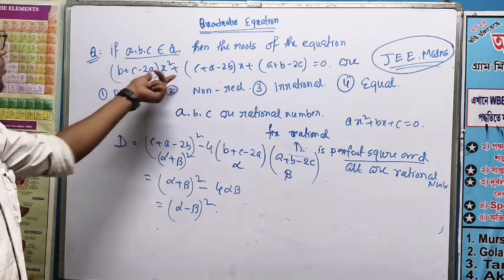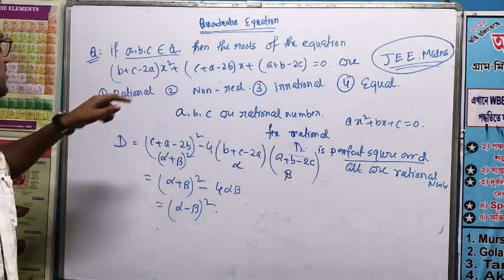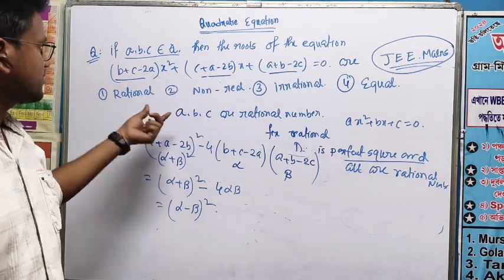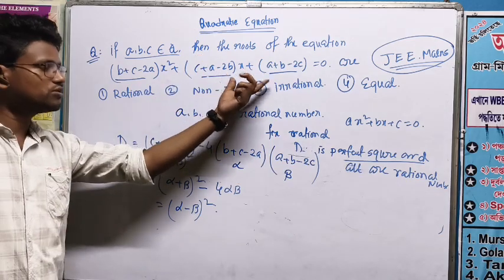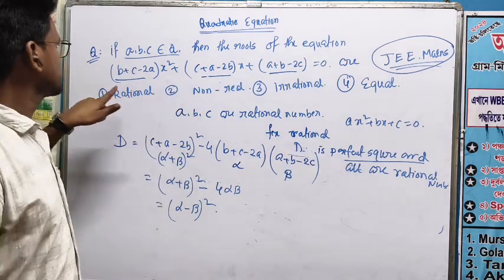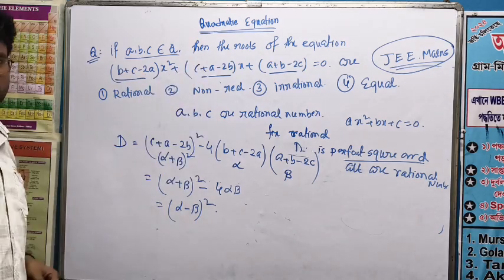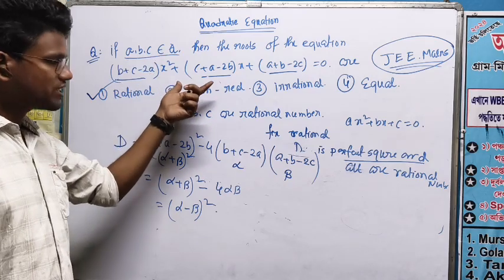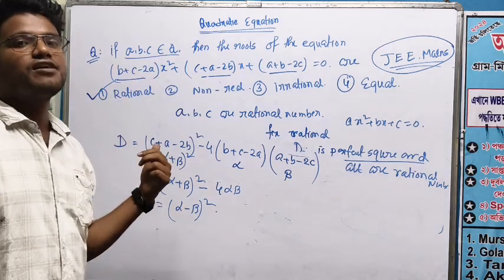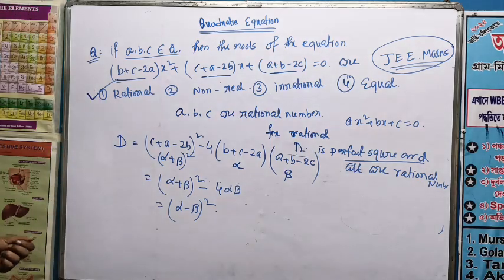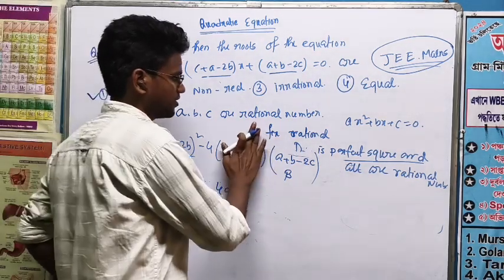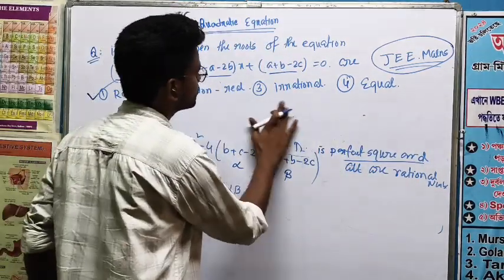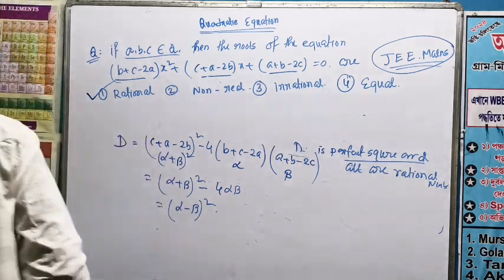That means all our coefficients are rational numbers, and the discriminant of that equation is a perfect square. That means all roots of that equation are rational numbers. If we solve that equation, we get all the roots as rational numbers. This is the appropriately long method. You can solve these questions by this method, but there is a very important trick method, which obviously I will discuss here.